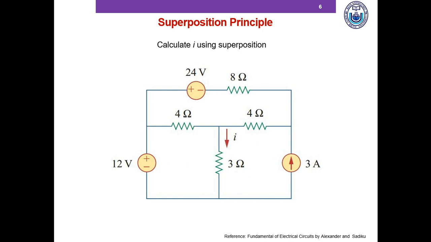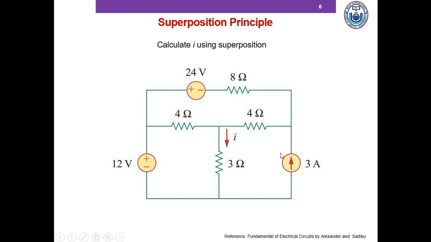So here is another example. I'd request you to pause this video and try to solve the problem yourselves, and then we'll match our answers. So please pause this video. So in this circuit we see that we have three independent sources. There's a 24 volt voltage source here, a 12 volt voltage source here, and a 3 ampere current source here.